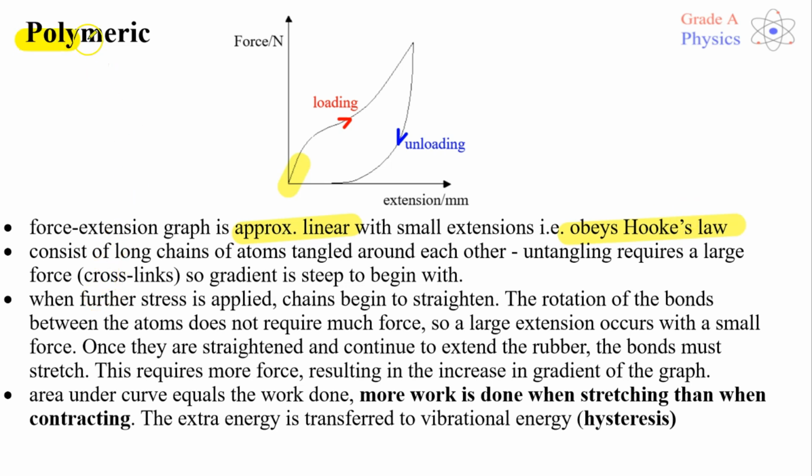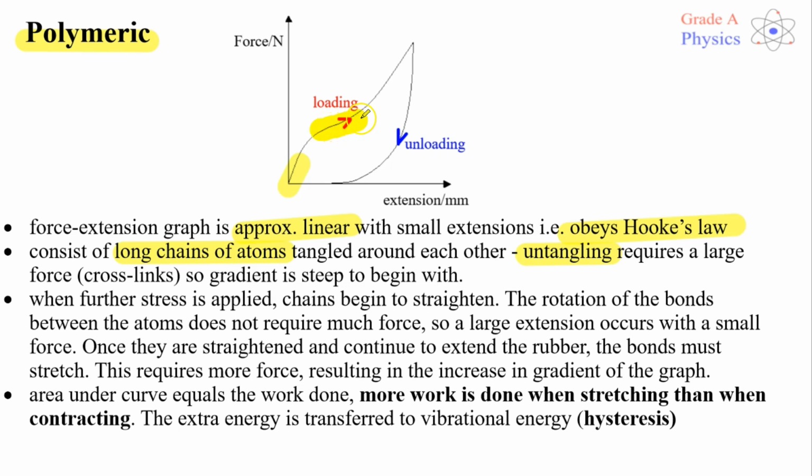And we've said already that polymeric means long chains of atoms all tangled together. So initially, when we're untangling them, that requires a large force because we have lots of attractive forces between these long chains of atoms. So it's quite difficult to stretch it to start with. So we have a steep gradient here. That means a large spring constant, which means it's difficult to stretch, it's stiff.